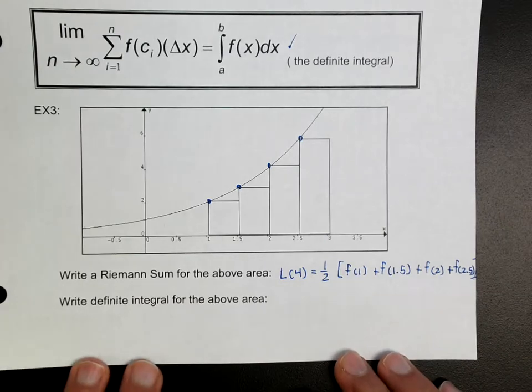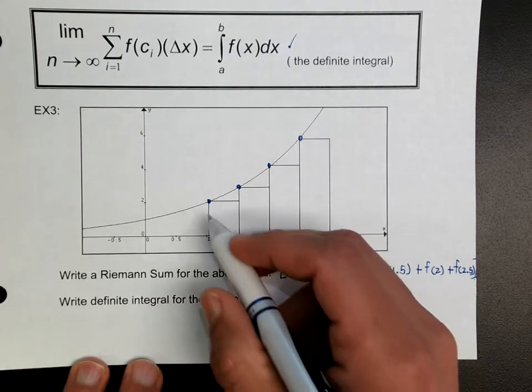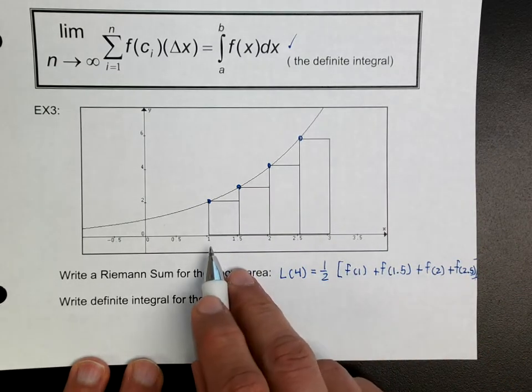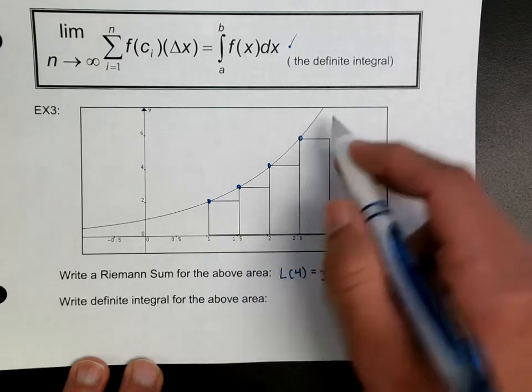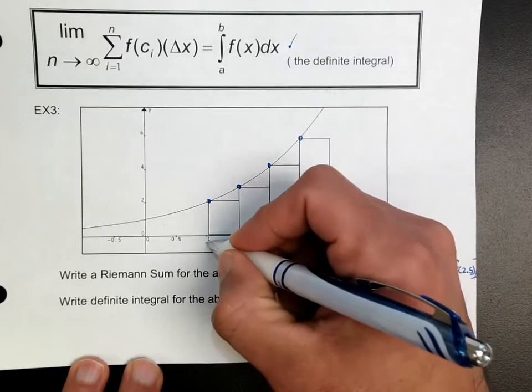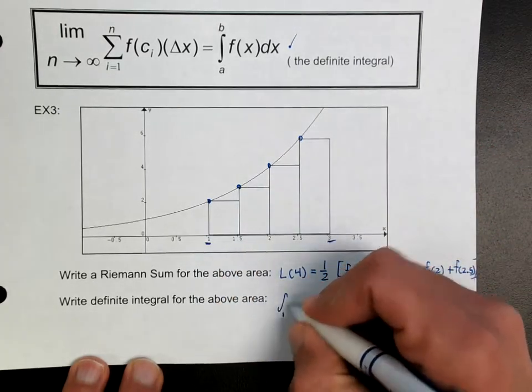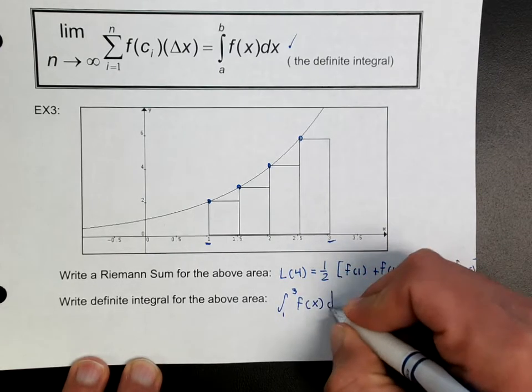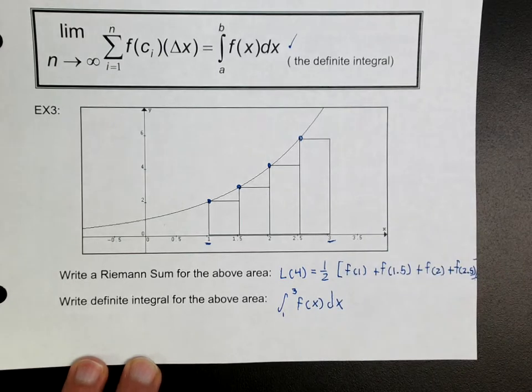Now, if we were writing the definite integral for the above, if we were finding the definite integral between, in this case, it looks like between 1 and 3, because there's that 3 right there and that 1, we would write it like this. And since I don't know what the function is, I'm just going to have to write f of x dx. All right, so that's that.